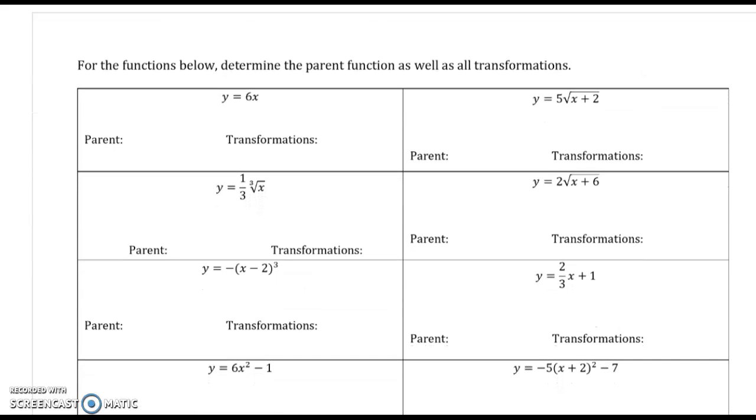I'm going to skip the parent function part. I think that's pretty basic. Hopefully you guys can get that. Transformations. This is going to stretch by a factor of 6. Usually we say by a factor of, right? This is going to stretch by a factor of 5, and then it's going to go left 2. So you can see there's 2 different transformations here.